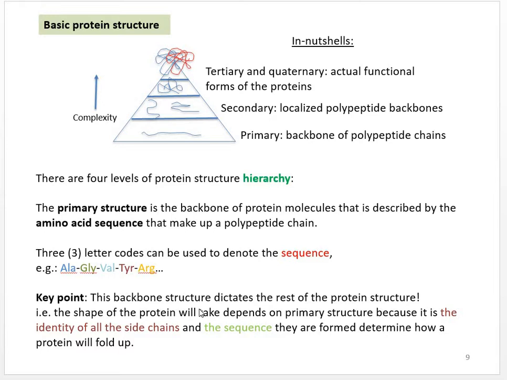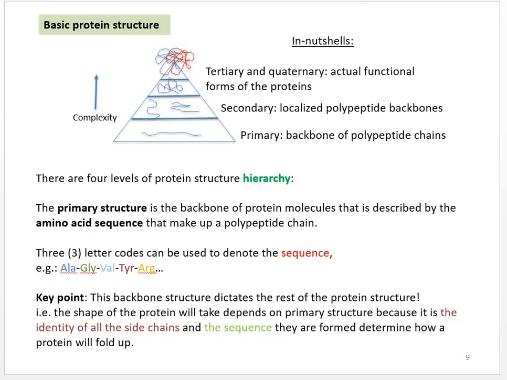So the primary structure will dictate the rest of the protein structure. That's what it means. Why? Because of the identity of all the side chains, the functional groups coming out from those amino acids, and the sequence, the order they are arranged, will determine how a protein will fold up, and how this protein folds up will determine the protein functions. Okay, all right, so that's the primary structure.